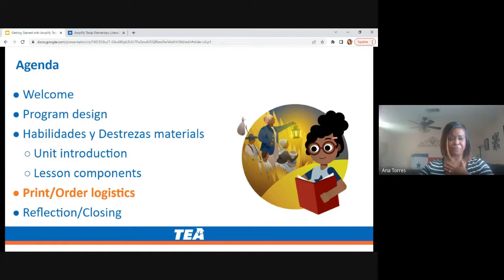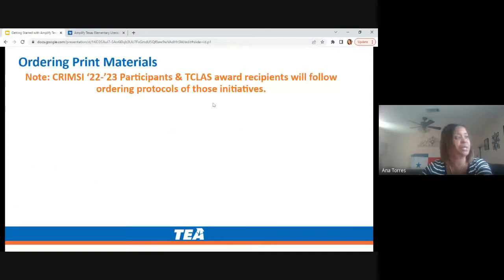Let's take a minute. And now as we are going to segue to looking at how do we get all of this? I'm ready. This is an exciting curriculum. I am ready to get this information in the hands of teachers. Let's look at our print materials and how we order print materials.